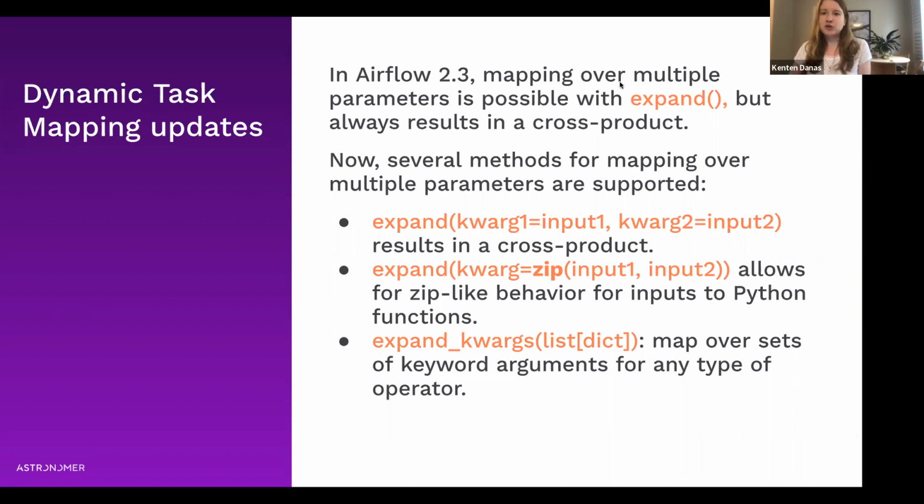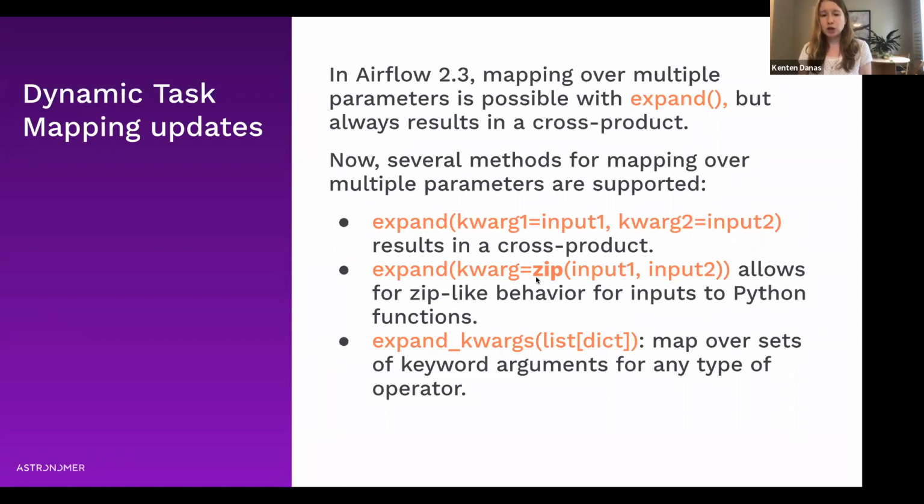In any case, if you used expand over multiple parameters within 2.3, you could do that, but it always resulted in a cross product, which is not necessarily what you want in every case of mapping over multiple parameters. So now with 2.4, there are several different options that are supported. One, the original 2.3 implementation is also still possible. So if you do expand over a couple of keyword arguments, that's going to result in a cross product.